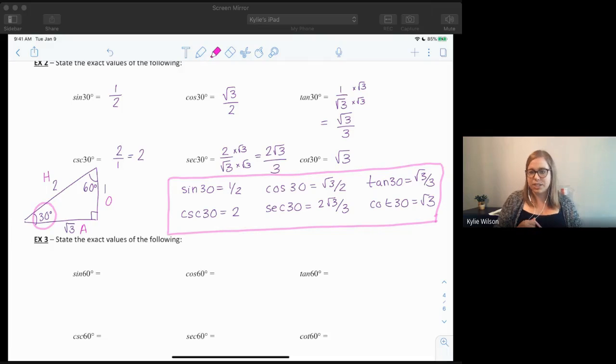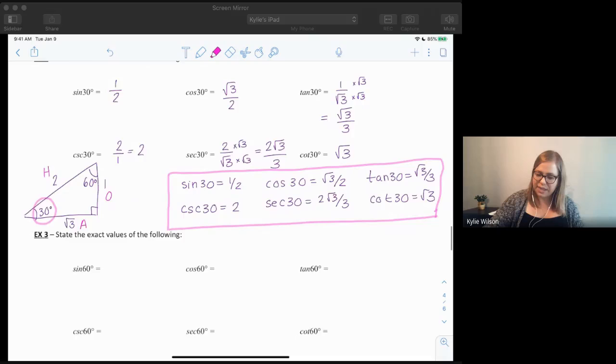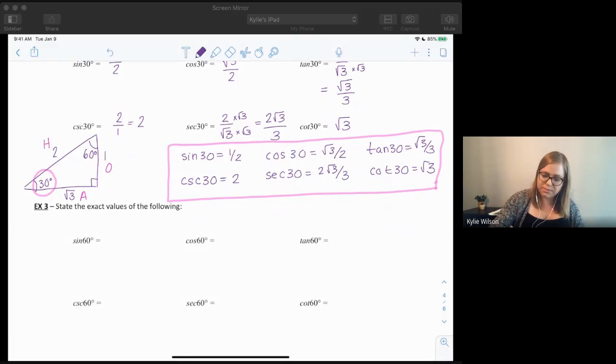And then when you get to grade 12, they'll expand on this even further and have even more exact values. So it's actually very beneficial in life, future careers, things like that, to know these. So that's why we'll do some examples after, but knowing these special values is very, very important. Okay, so that is our exact values for 30. Let's do our exact values for 60, and then we'll do some examples.